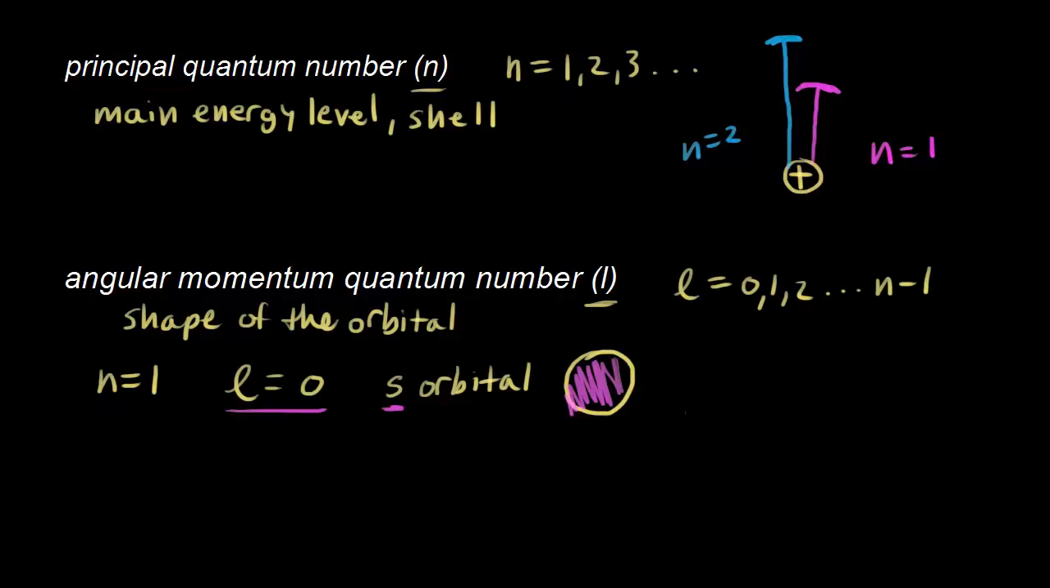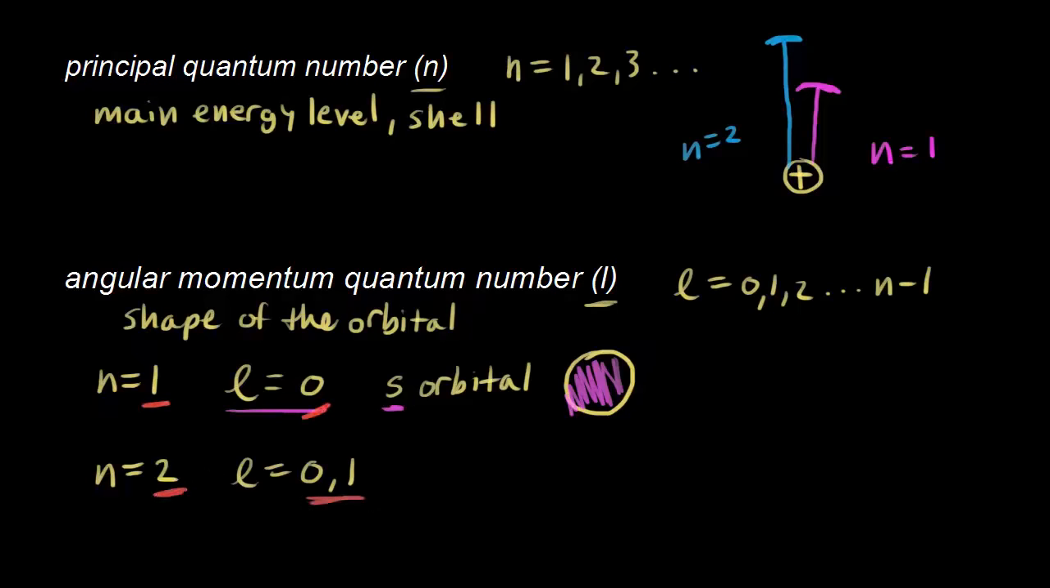Let's do the next shell. So n is equal to 2. So if n is equal to 2, what are the allowed values for l? So l goes 0, 1, and so on, all the way up to n minus 1. So l is equal to 0, and then n minus 1 would be equal to 1. So we have two possible values for l. l could be equal to 0, and l could be equal to 1. Notice that the number of allowed values for l is equal to n. So, for example, if n is equal to 1, we have one allowed value. If n is equal to 2, we have two allowed values.